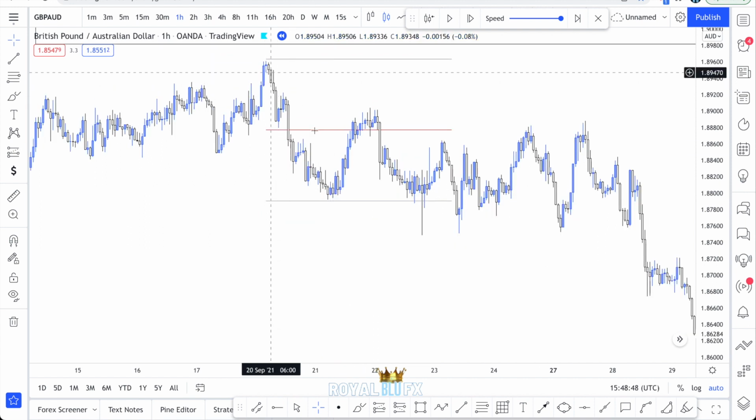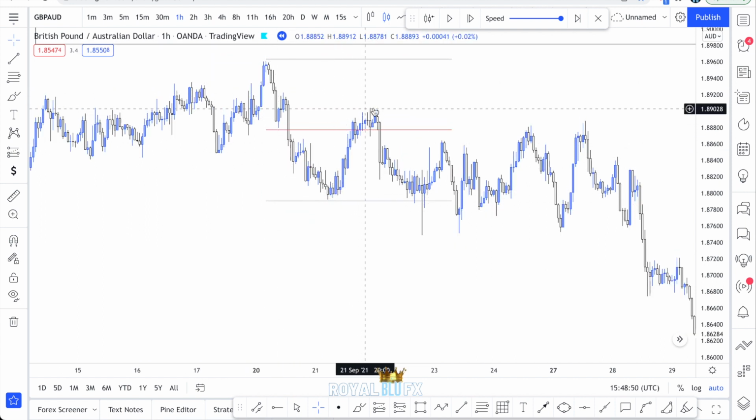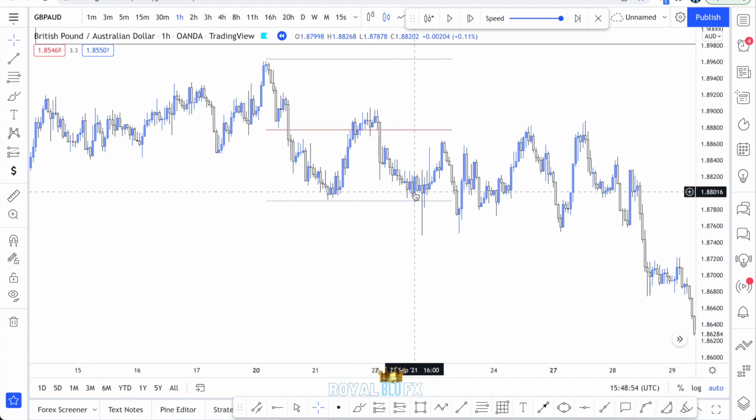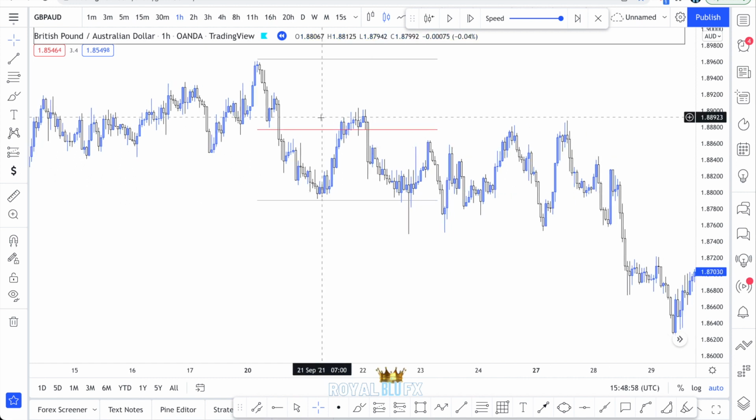From this high to this low, prices retraced. You can see that prices were in the premium, and there was a nice sell-off that happened right here. We hit this area, this target, and this would be a complete trade. All right, on to the next one.